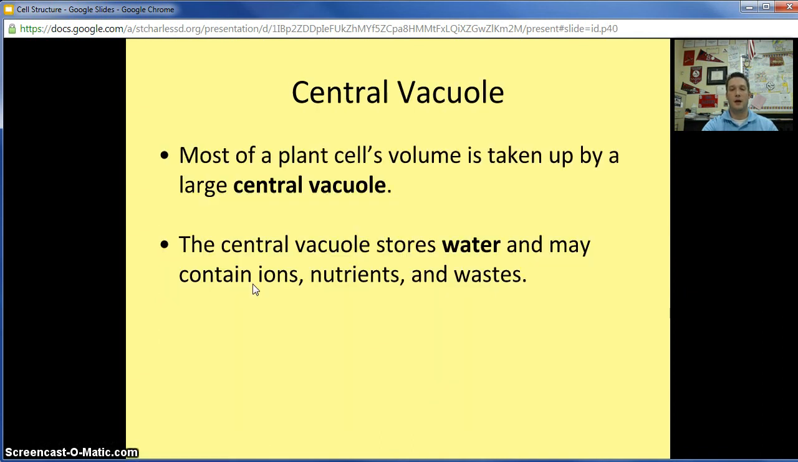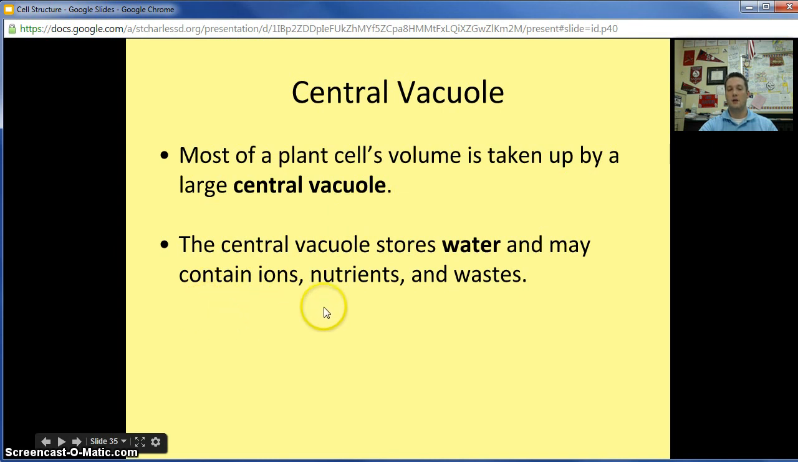Okay, oh, I lied. I said the last one was the last one. It wasn't. This is the last one. Plants have a great big storage space called a central vacuole. Animal cells actually have vacuoles too, but there's a bunch of them and they're smaller. Plants have one great big one called a central vacuole, and they use that for storage.